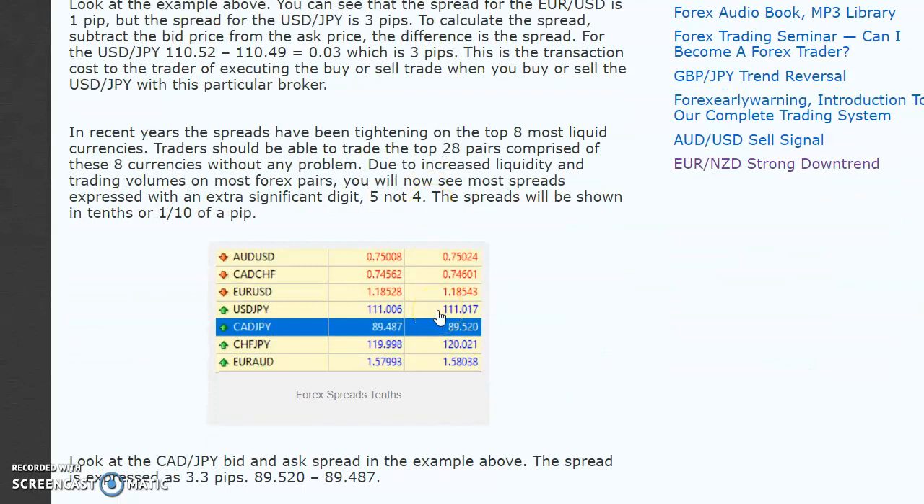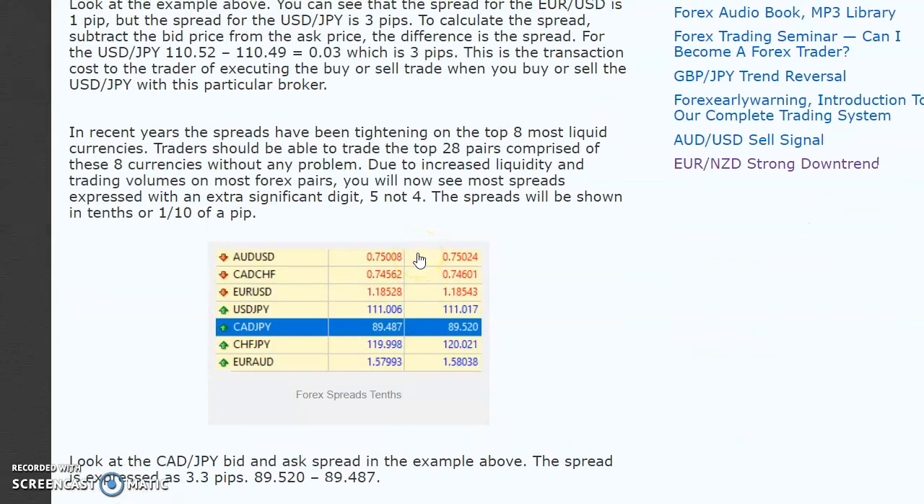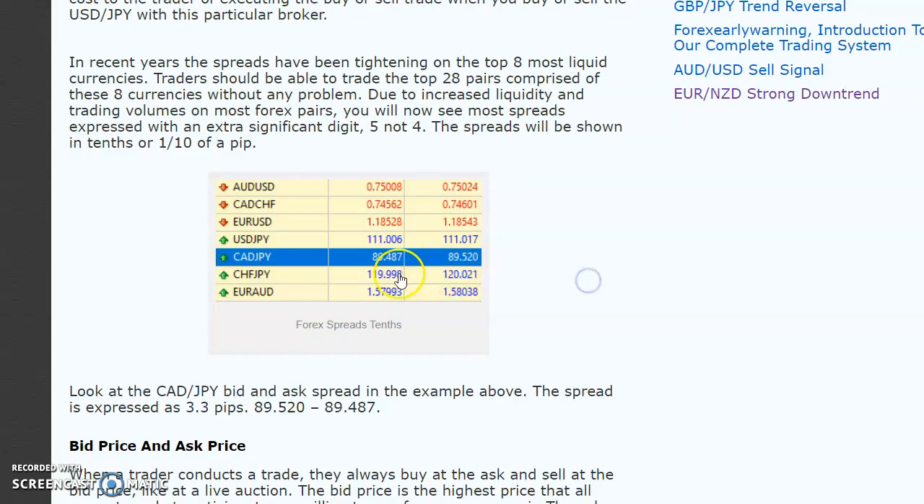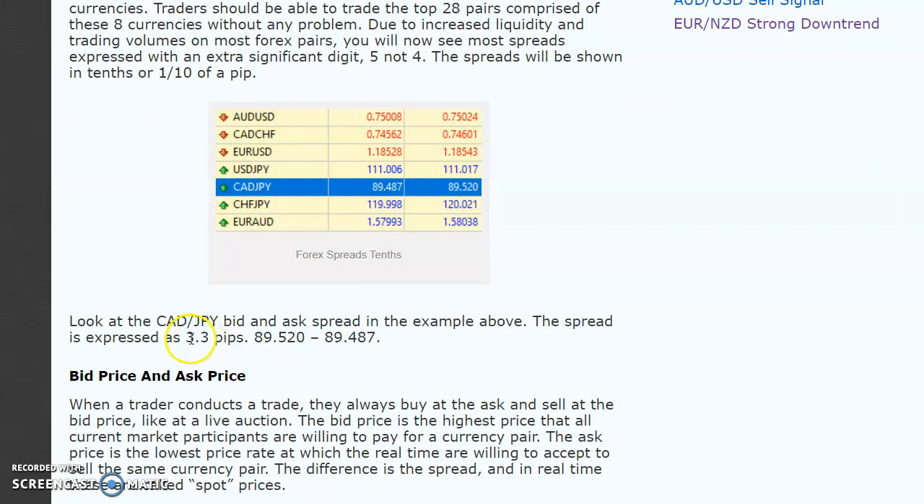Now, in this particular case, you get an extra significant digit, okay? So to the right of the decimal point, you'll have 5 digits as opposed to 4 up here. So the spreads are expressed in tenths of a pip. So let's look at this example here. In the Canadian dollar yen, it's 487 by 520. Well, if you subtract that, it's 3.3 pips. Now up here you had round numbers of pips, like 3 pips. Down here you always get tenths of a pip.